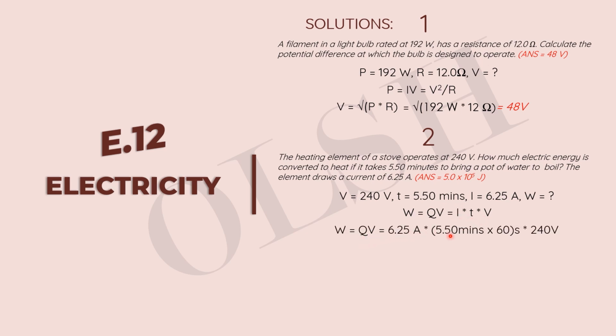So if we bring our parameters into the formula, we have 6.25 amps for current, and then 5.50 minutes times 60 to give us our value in seconds, then multiply by 240 volts. If we do that, we have 495,000 joules. Our answer is approximately 5 times 10 raised to the power 5. If we change this to standard form, we get 4.95 times 10 raised to the power 5, which is approximately 5, or 495 kilojoules.